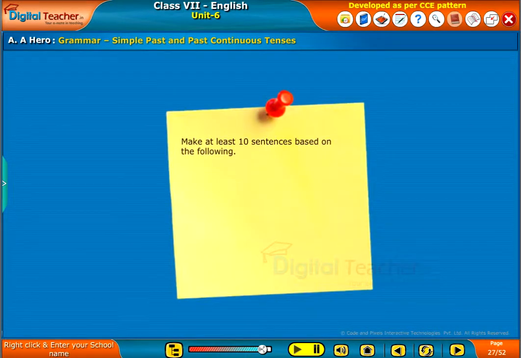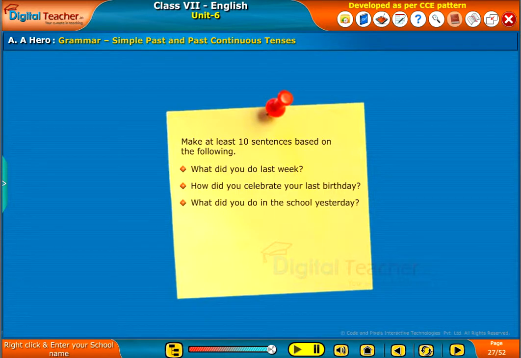Make at least 10 sentences based on the following. What did you do last week? How did you celebrate your last birthday? What did you do in the school yesterday?